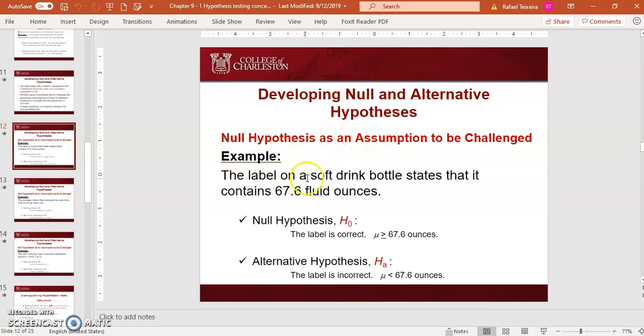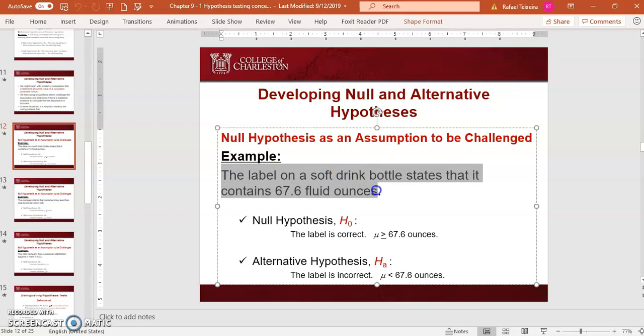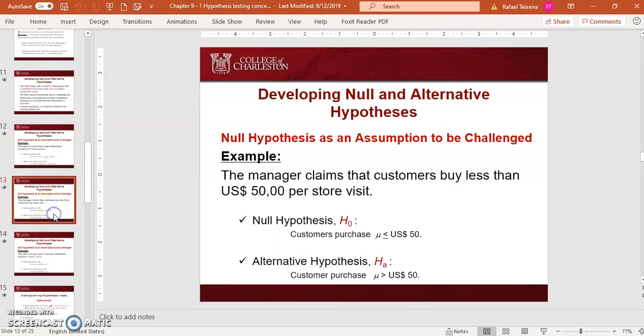For example, the label on a soft drink bottle states that it contains 67.6 fluid ounces. So the label states that. That's the true nature of affairs. That's my null hypothesis. The label is correct. So the bottle has 67.6 ounces or more. The challenge is it does not. The label is not correct. Okay, let's take a look at another one.